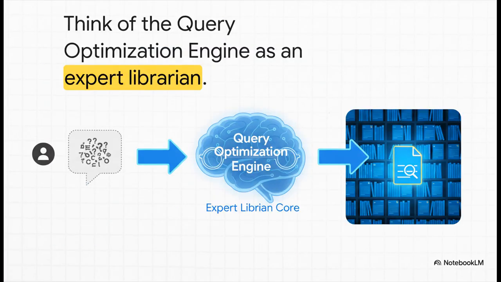The best way to think about this engine is to imagine it's an expert librarian. You could walk up and ask something kind of vague like, "Hey, I need that report from last quarter." But a great librarian, using context and their knowledge of the library, knows exactly which report you mean and where to find it. Well, this engine does the same thing for all your digital content.